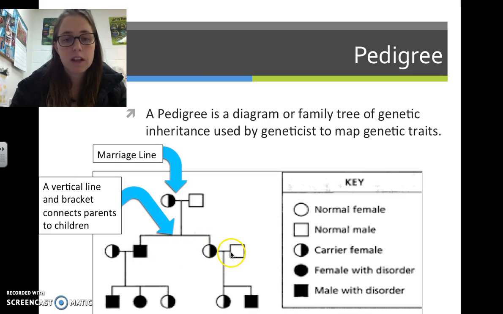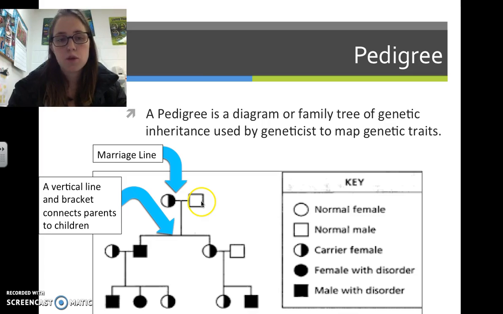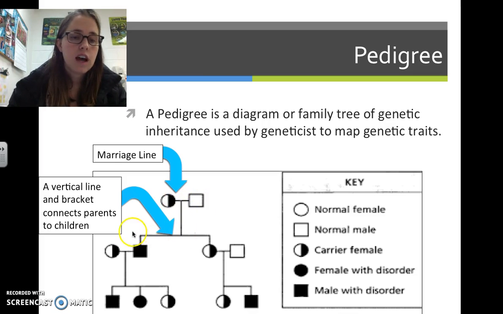And notice they each have a line going to another individual. That means both their children are married. And notice there's the bracket again for both of those offspring, and that means that their children also have children, and they are affected or not affected. So understand the marriage line is a straight line between two boxes, and a vertical line with a bracket on the end is the children of those parents.